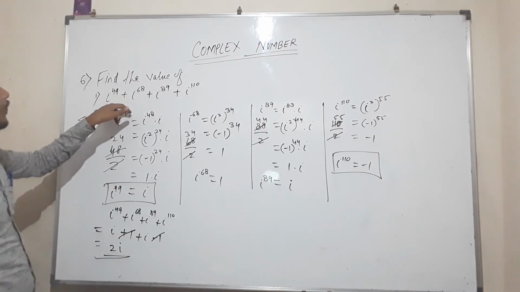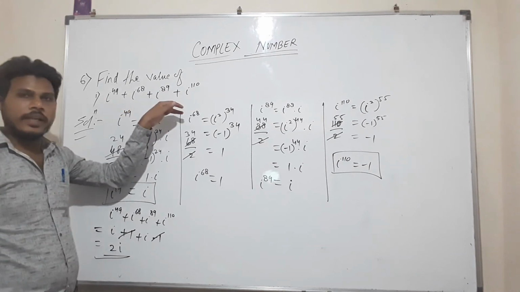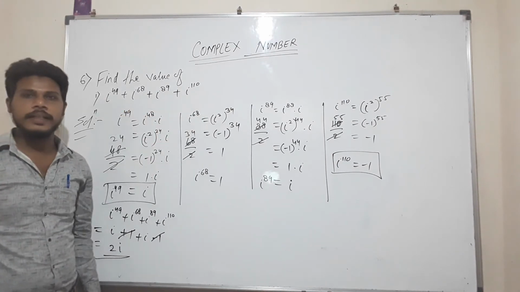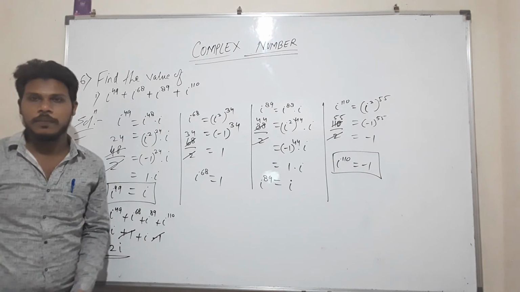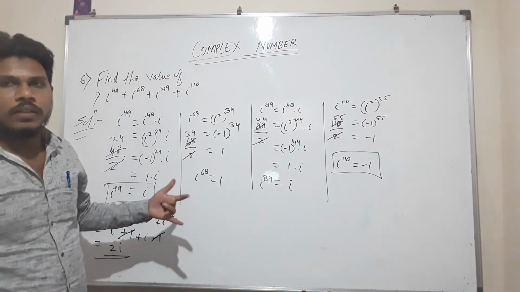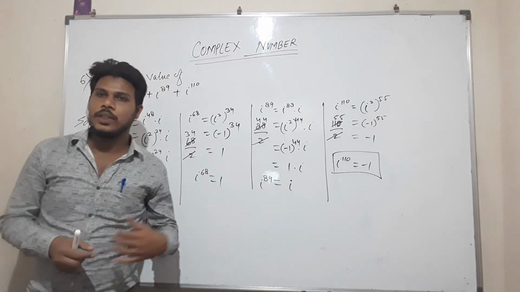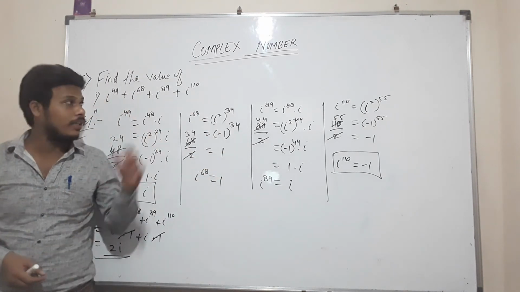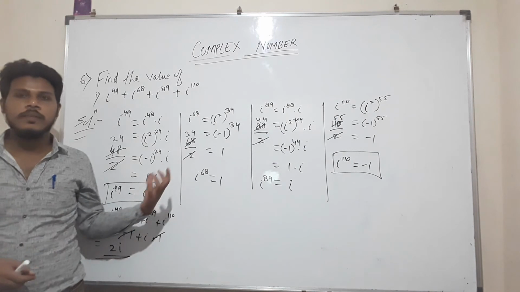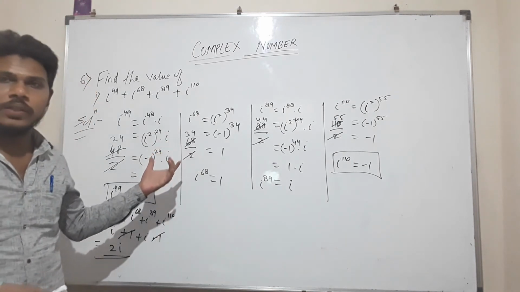Means I raised to 49 plus I raised to 68 plus I raised to 89 plus I raised to 110 is equal to 2I. In this way we can find the value of higher power of I and addition and subtraction of this higher value of I. We can find this type of values in this way.